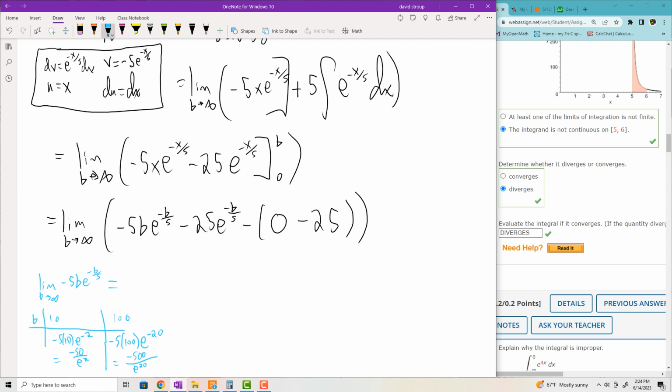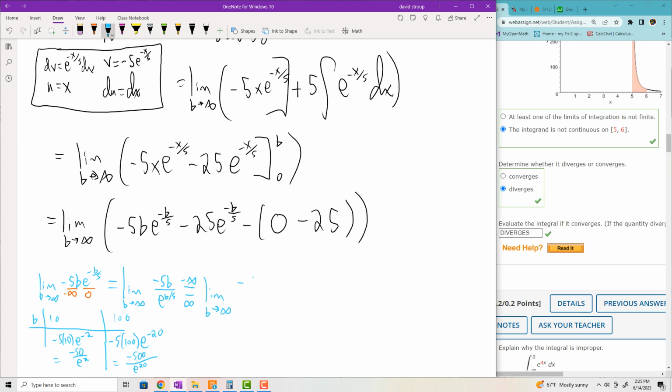But in literal terms, as it sits, you have what is technically infinity times 0 form. This portion is going to negative infinity in particular. The second portion is going to 0. So in order to evaluate it, you need to rewrite it as a fraction. So I'd have negative 5b all over e to the positive b over 5. And then in that form, it's negative infinity over positive infinity, and you could do L'Hopital's.